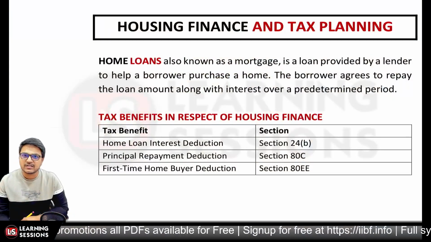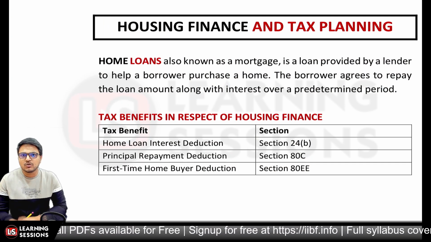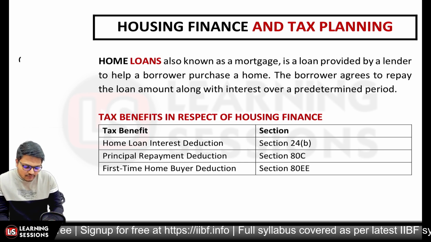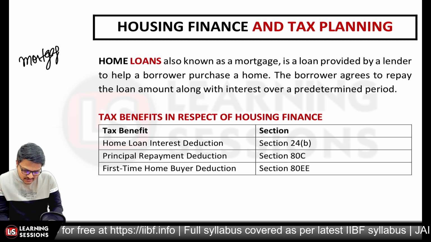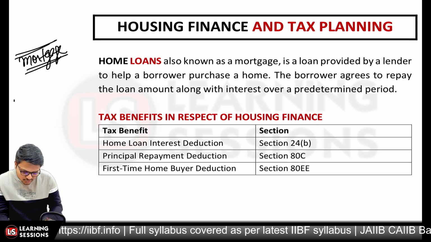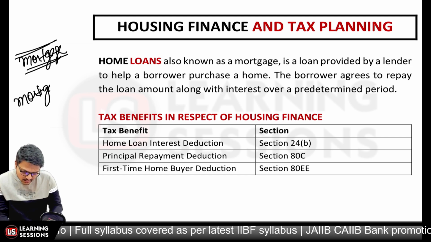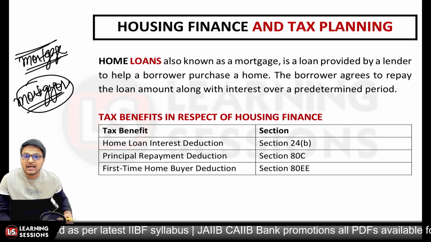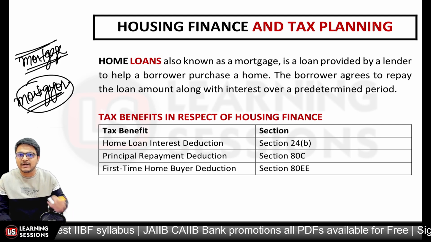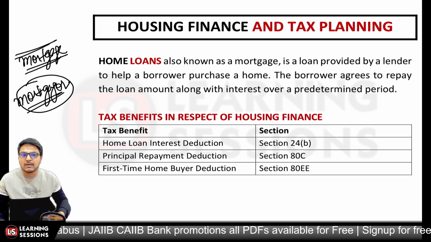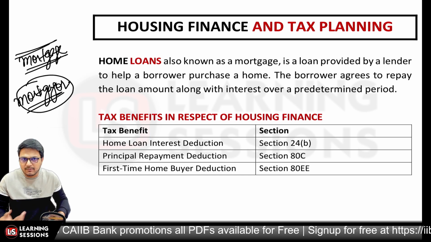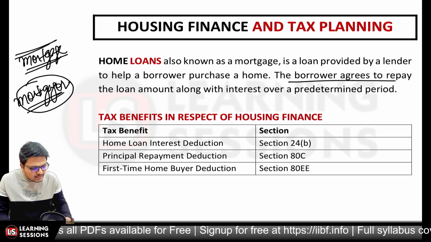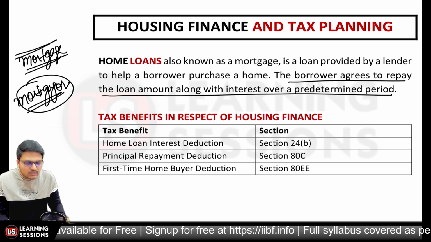So let's start the session over here. It's related to housing finance and the tax planning. So when we are talking about housing loans, we have already discussed that the charge of mortgage is created in that scenario. The borrower is the mortgagor, who will be creating the charge in the name of the lender, and the lender is the mortgagee. The loan is provided by the lender so that a new house can be constructed, or a built-up house can be purchased, or it could be for the revamp or redo of the house, and the borrower agrees that he will be paying the principal amount along with the interest over the predetermined period.